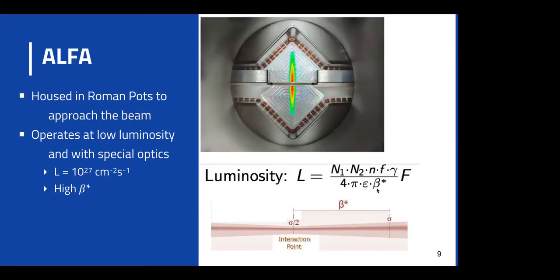That means this beta star parameter is the focusing of the beam close to the interaction point. When it is large, it means that the beams are flat and wide. And we take data at 90 meters beta star, or actually up to 1 kilometer.